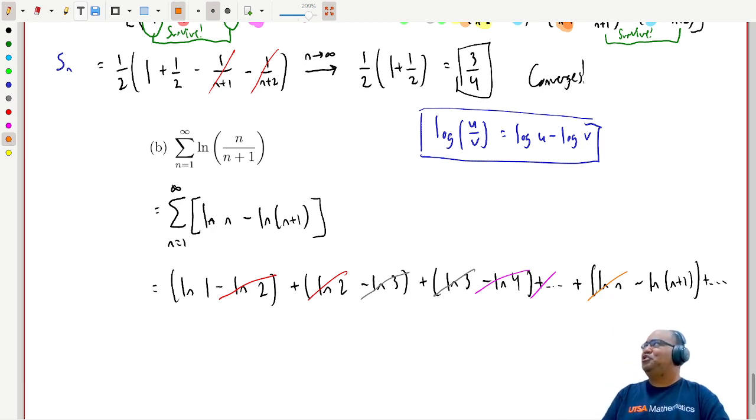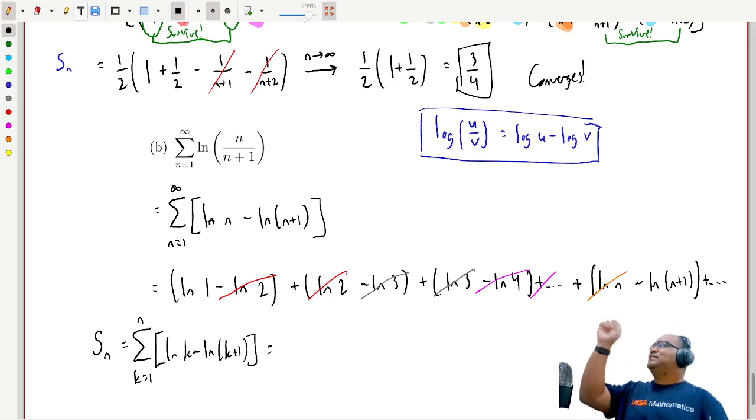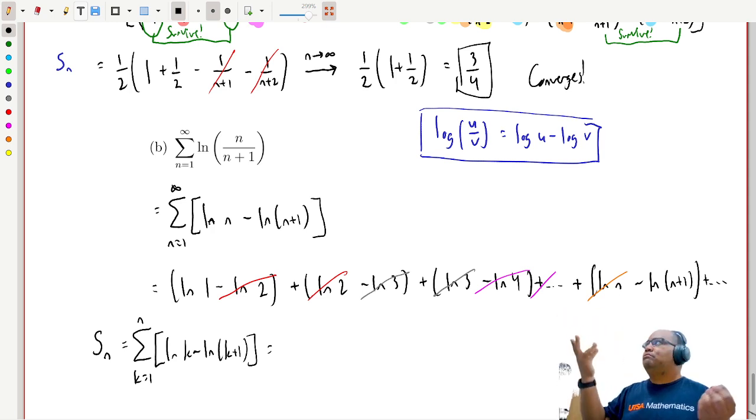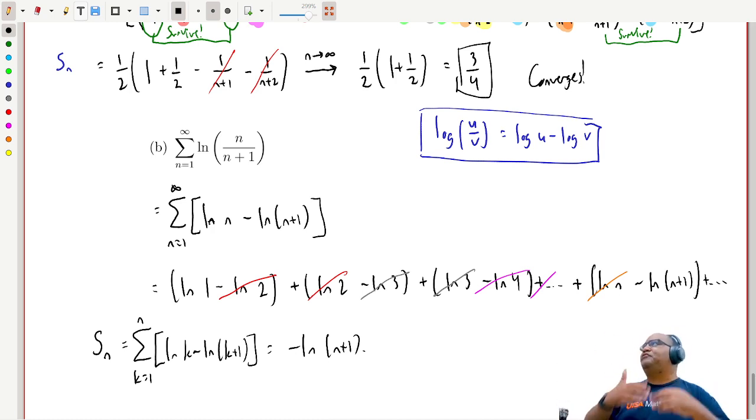Well, there's something fishy going on here, okay? Let's take a look at the partial sums. So if I look at the partial sums here, S_n, this is going to be the sum from k equals 1 to n of log of k minus log of k plus 1. If I truncated this, if I stopped at k equals n, the only thing that survives is minus log of n plus 1. You can see that, right? If you just write out the first few partial sums, you'll see that pattern.